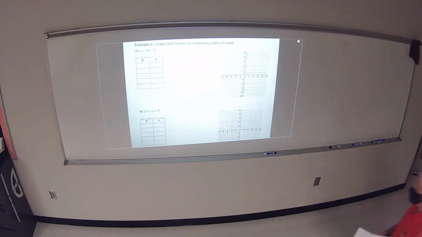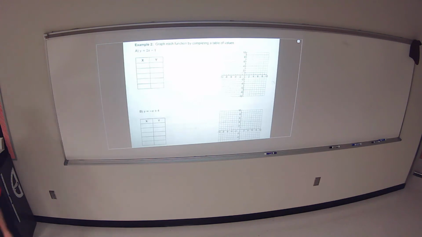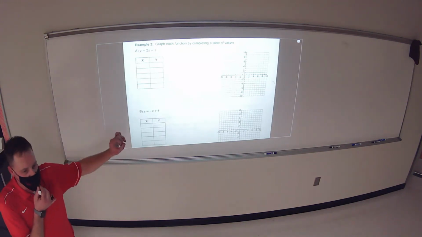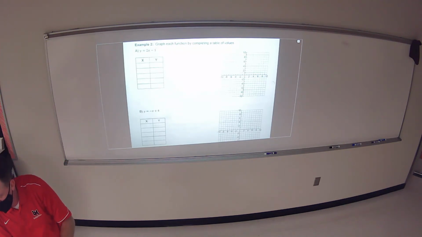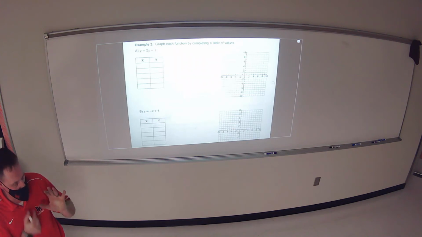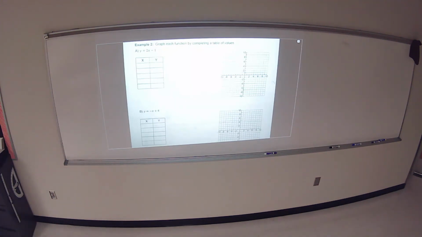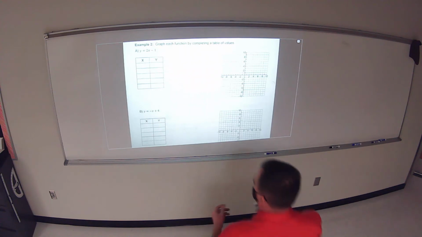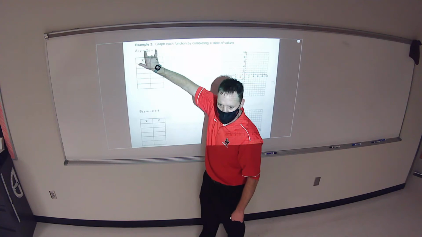Now, here's where you're going to have some trust. Does it matter which values I pick for my table? The answer is no. So I do not expect any of you to automatically have the exact same table that I would create. But I am going to give you some suggestions to help make your tables easier to make. Ultimately, what I need you to be able to do is come up with an x and a y value that are going to make this equation true.